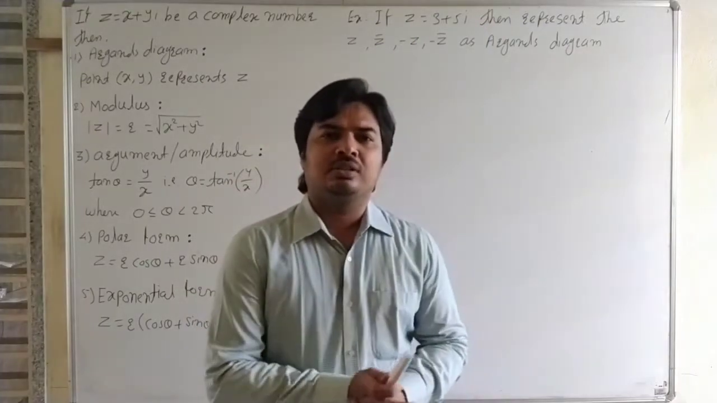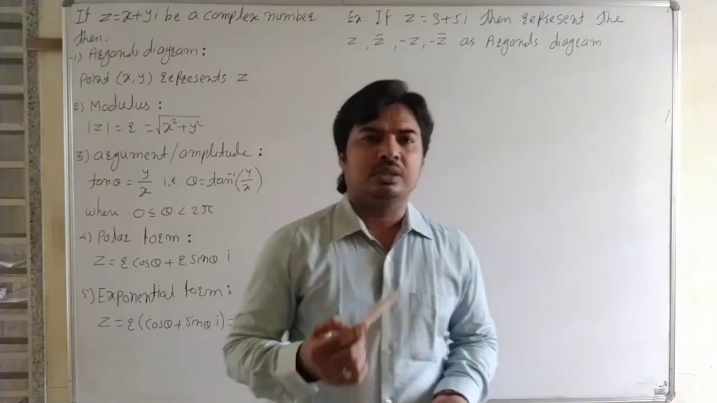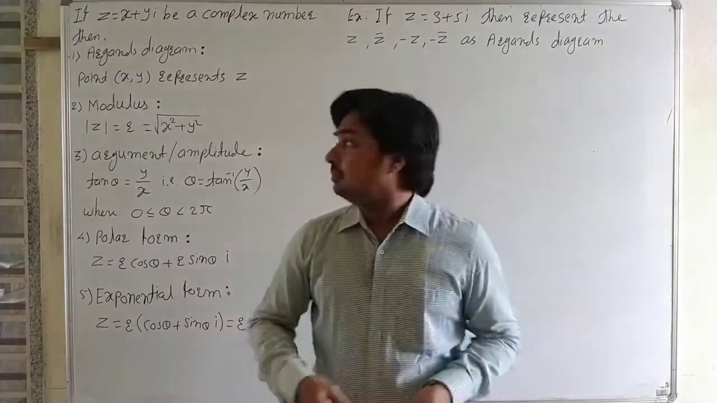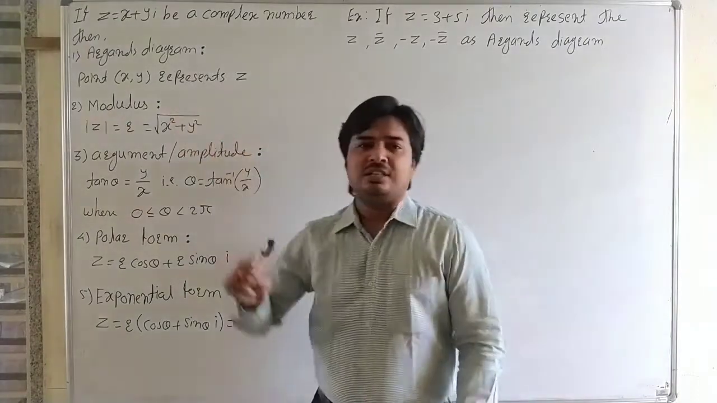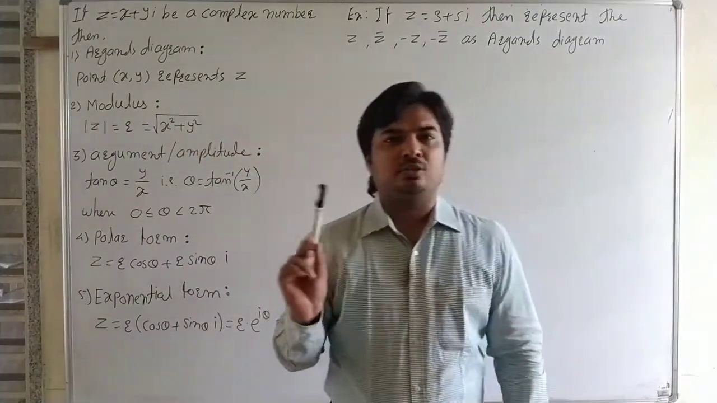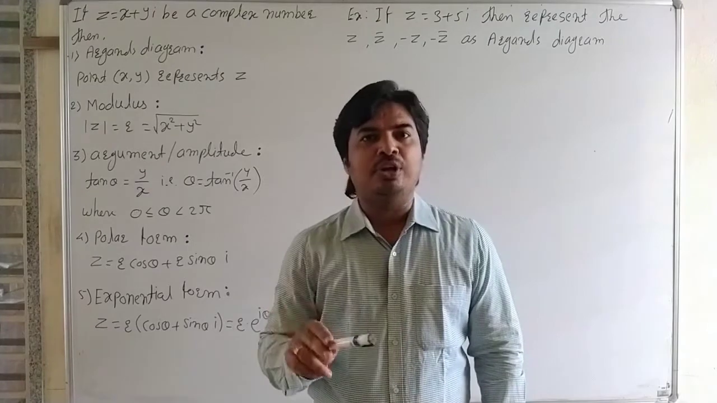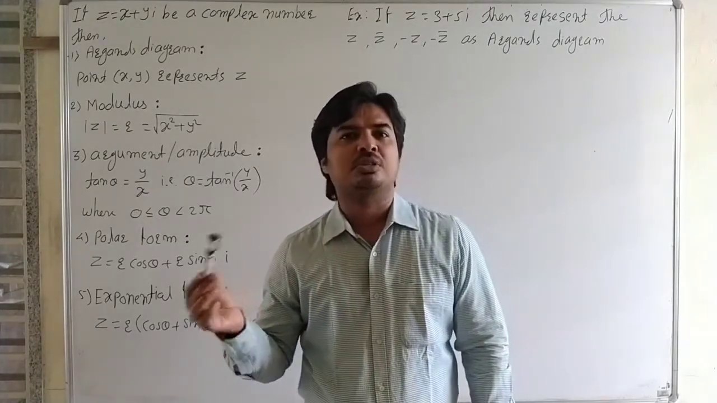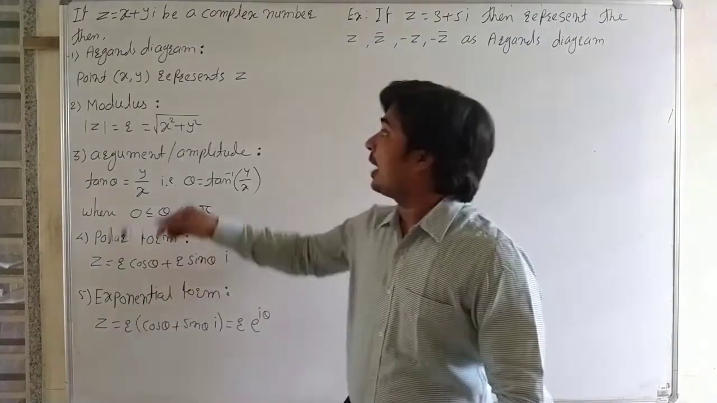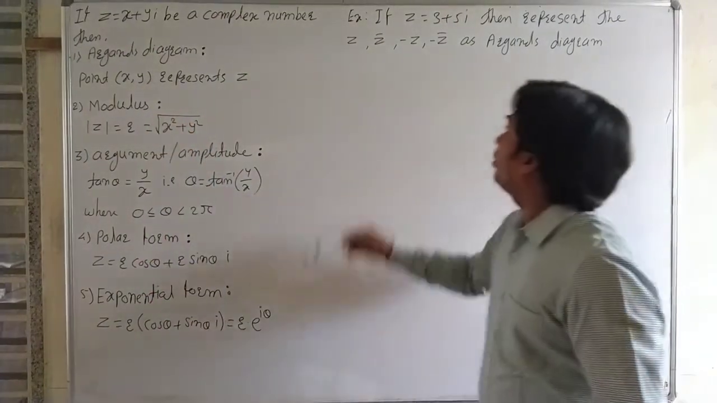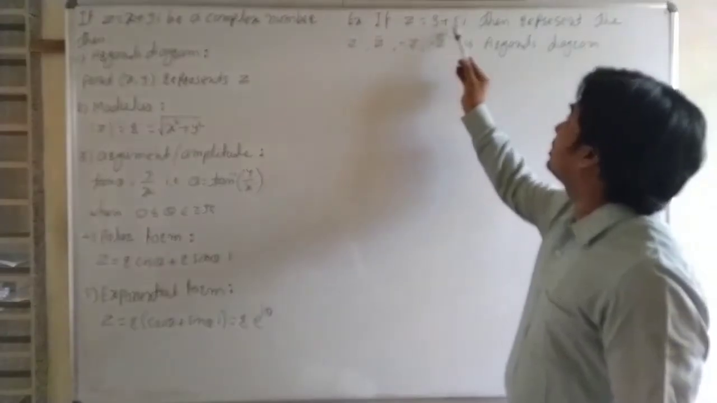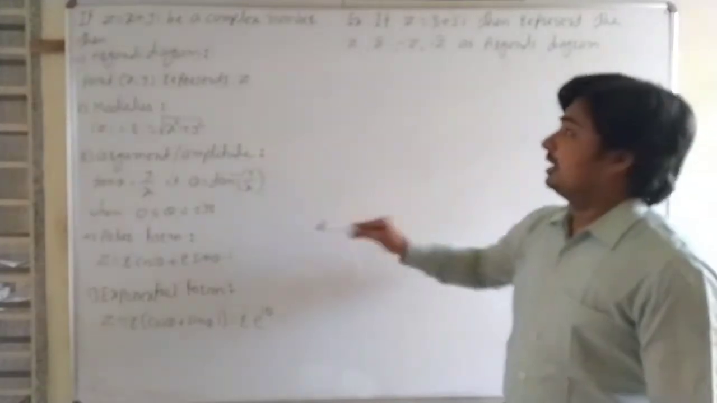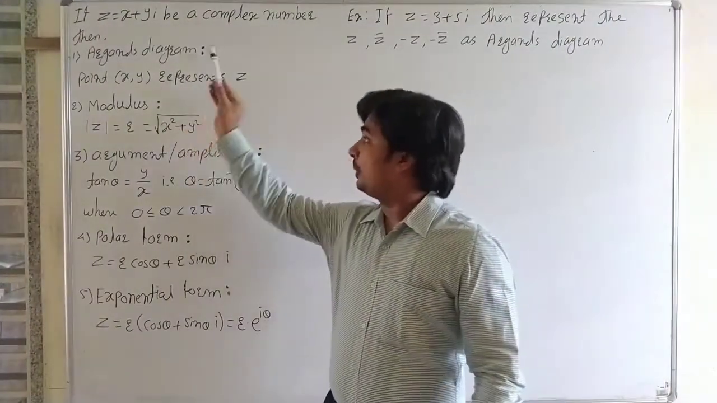In the last lecture we saw the Argand diagram, then the modulus and argument of a complex number. Here the Argand diagram means the representation of a complex number as a point in a plane. That is, if z is a complex number x plus yi, then x comma y are the coordinates. For example, z is equal to 3 plus 5i, that is 3 comma 5 is a point in a plane.